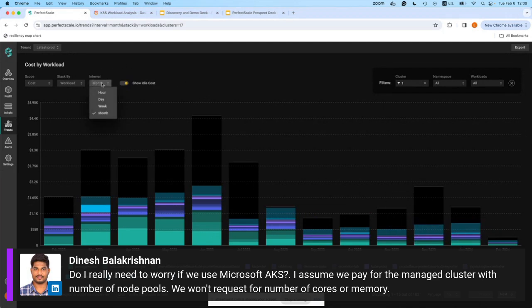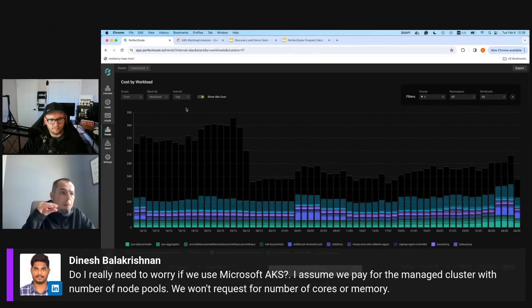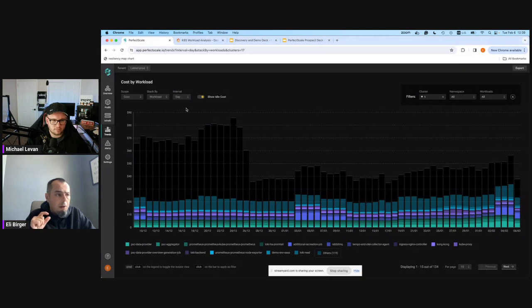Now let's break it down to the daily view. And what we will see is how our system behaves day over day. As we go deeper into the resolutions, into the time frames, we start seeing interesting things. We start seeing anomalies. For example, our cluster cost here for a day was only $38, but then it jumped to $45, which is 30% more.